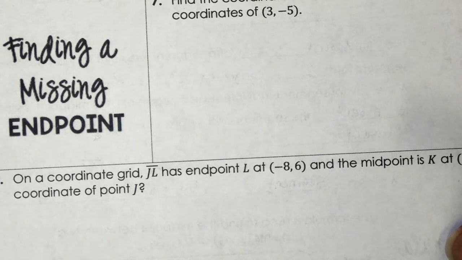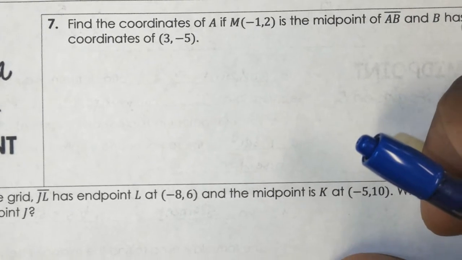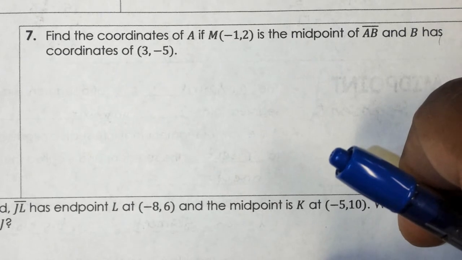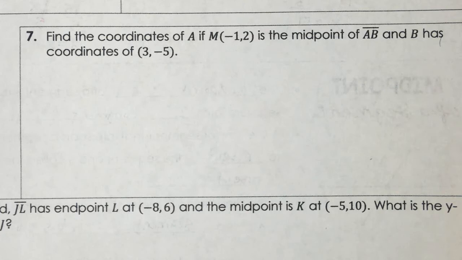It says finding a missing endpoint. So I'm going to read the problem and talk to you about the scenario here. It says find the coordinates of A if M is equal to -1, 2, the midpoint of AB.